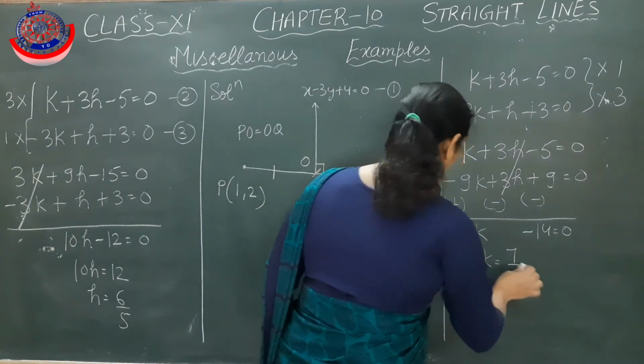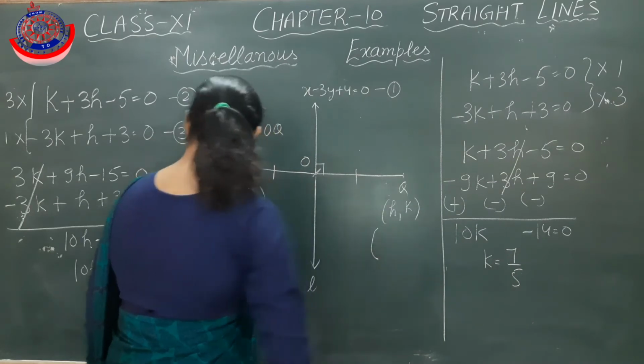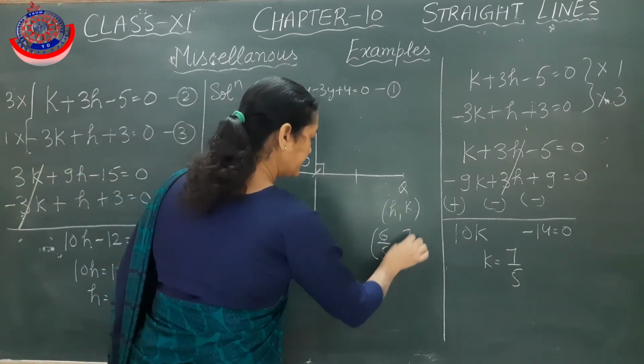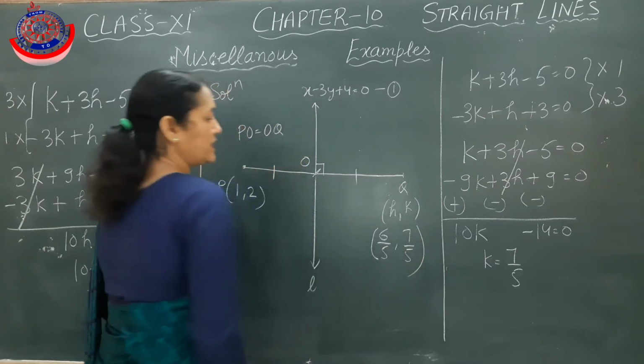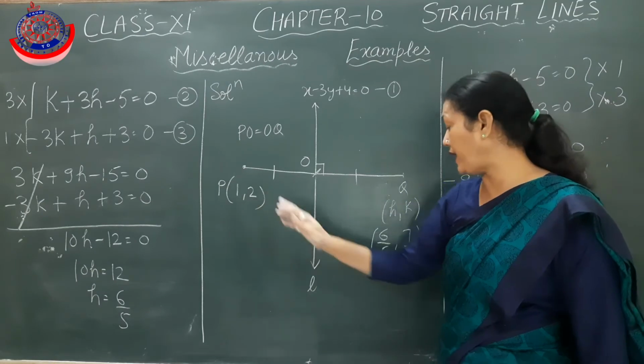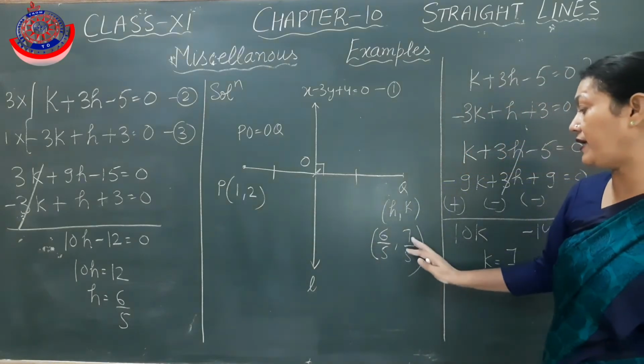So what we have obtained? We have obtained the mirror image of point C. We obtained the mirror image of point 1 and 2 as 6 upon 5 and 7 upon 5.